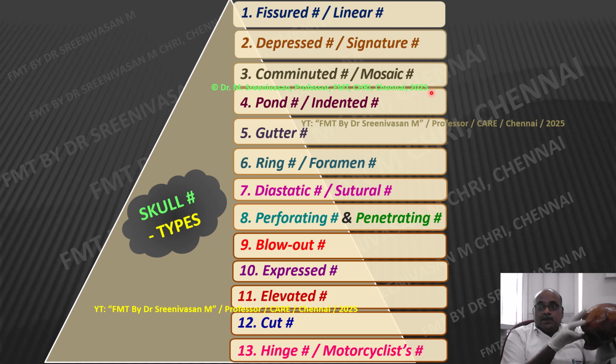It is lodged in the brain itself with only an entry hole. That is called penetrating, right? When both entry and exit are there, it is a perforating fracture. Only the entry wound is there, it is called a penetrating fracture, right?